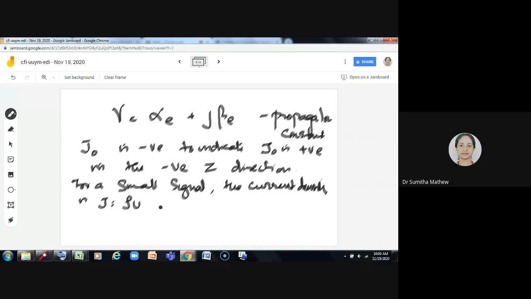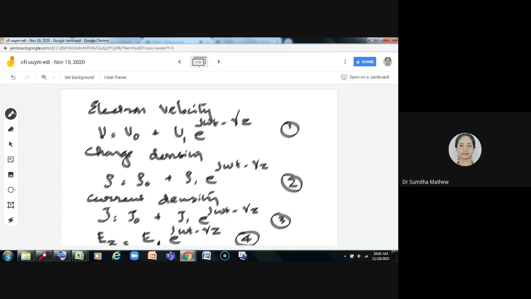As you know, current density is charge density into velocity. J is equal to rho v. You know that equation, isn't it? Current density is equal to charge density into velocity, that is taking the product of the two equations. Rho v, you multiply equations 1 and 2.